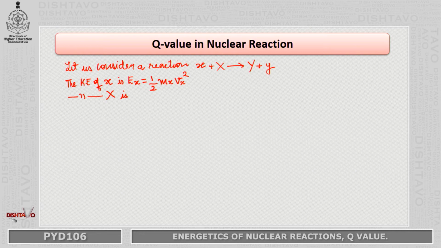Similarly, for the target nucleus, initially we'll assume it to be at rest, so its kinetic energy is 0. The kinetic energy of the product nucleus, that is Y, let us denote by E subscript capital Y. This will be equal to half M_Y V_Y squared, where capital M_Y is the mass of the product nucleus and capital V_Y is its velocity.